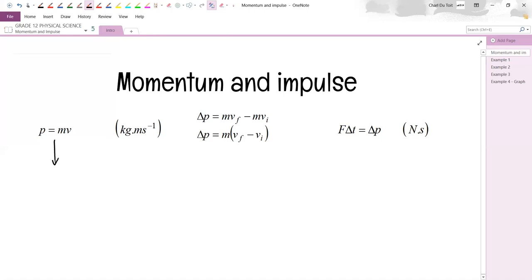There's your first formula. It says momentum equals the mass of the object times its velocity. Mass is in kilograms, and velocity in meters per second. So the unit for momentum, very important, is kilograms meters per second. Most of the weights I'm going to give you are in grams, so you need to first convert grams into kilograms before you can use them.